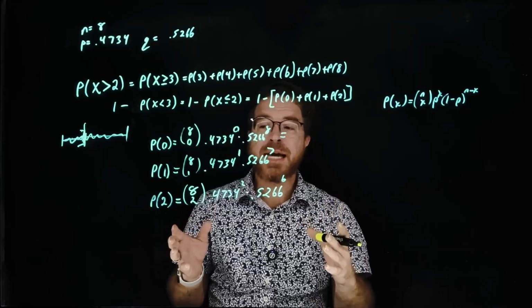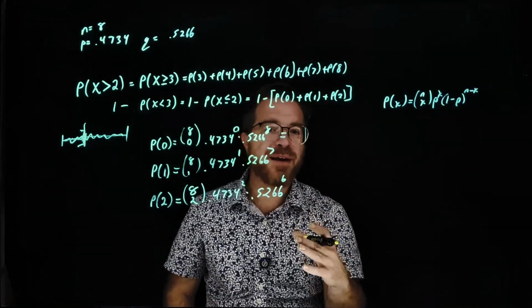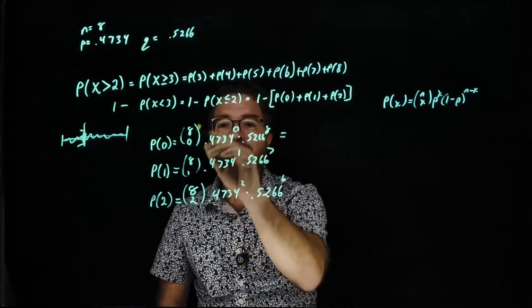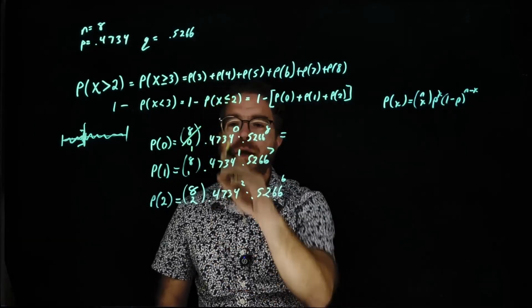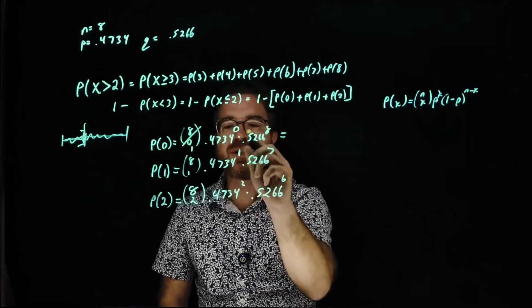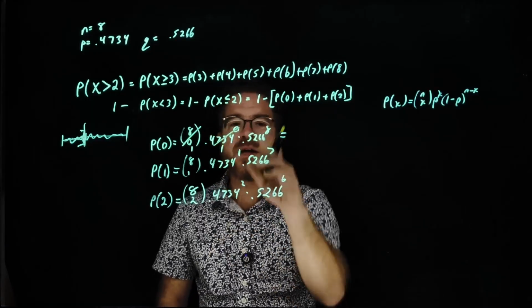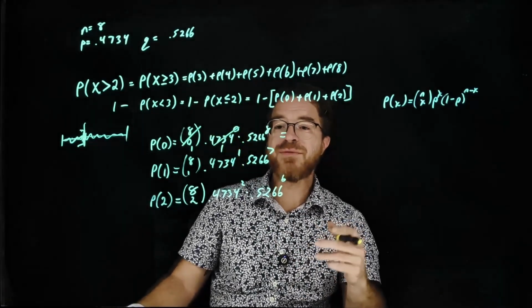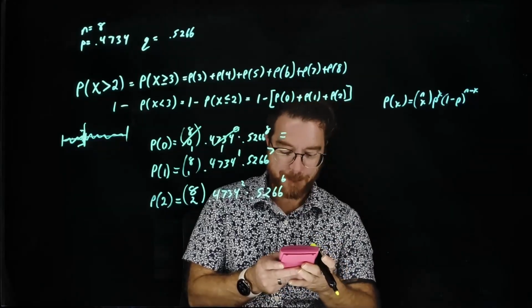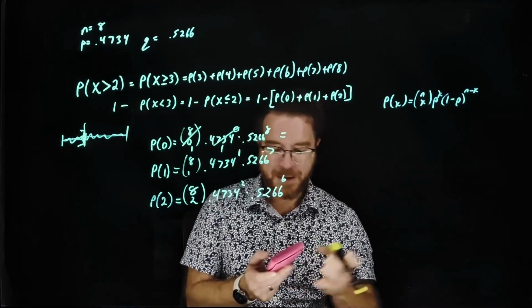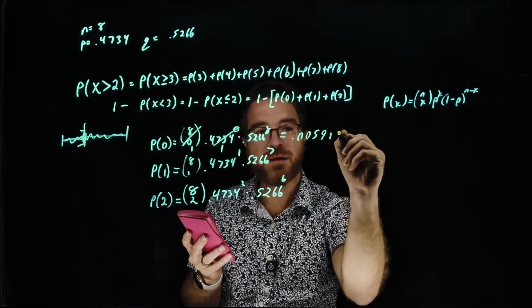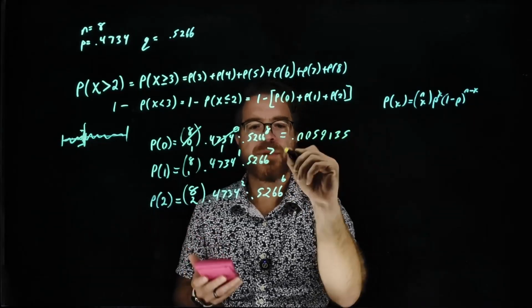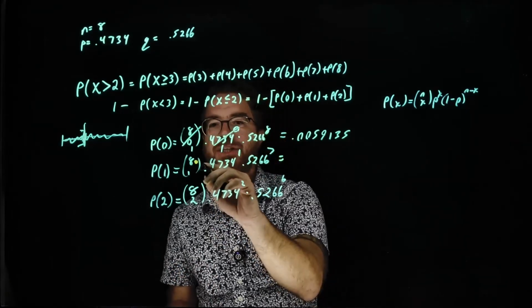This first one is really easy to calculate because remember we talked about our patterns of combinations. N choose 0 will always be equal to 1. Any value to the 0 power also is going to be equal to 1. So this first one is really just 0.5266 to the 8th power. And this gives me 0.0059135.